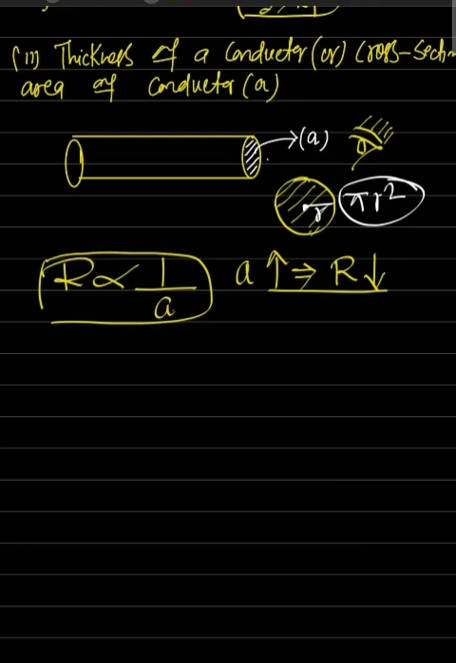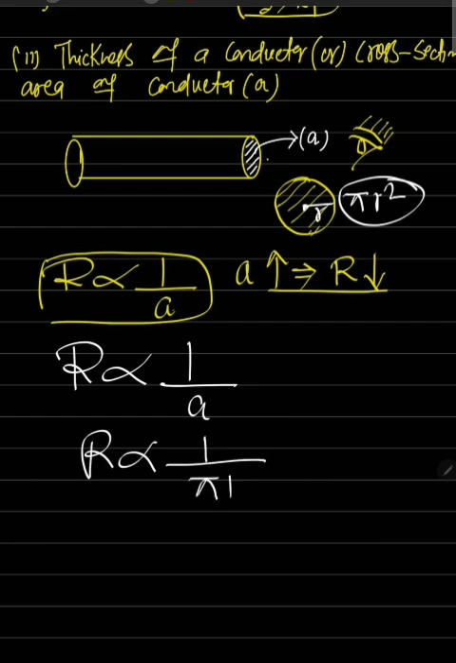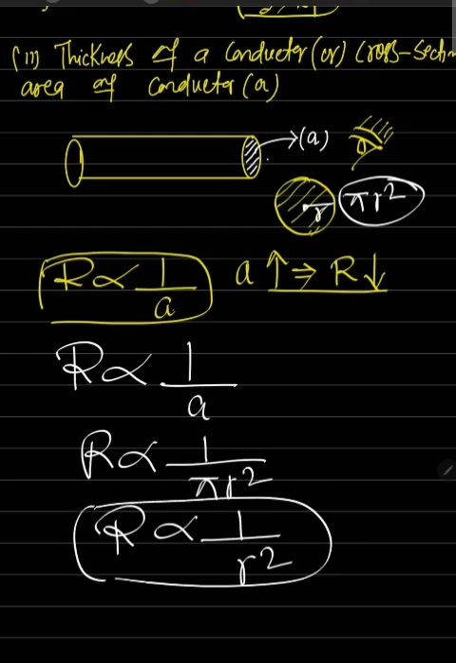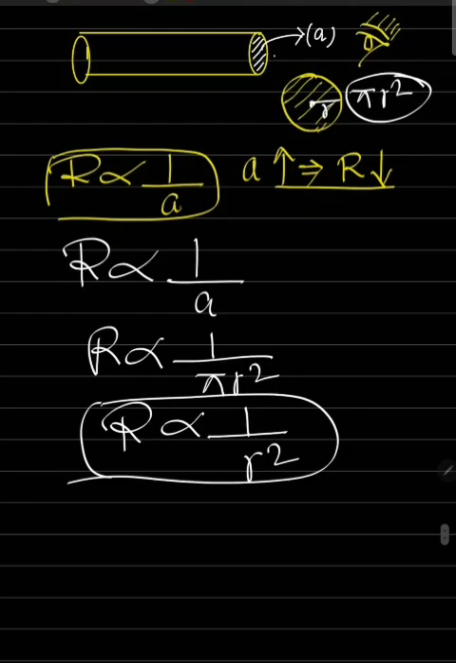So indirectly, the resistance of a wire is inversely proportional to the square of the radius of the wire. Here we can write that R is inversely proportional to A, or R is inversely proportional to pi r square. This pi is constant, so we can also say R is inversely proportional to r square. So whenever we increase the radius, the resistance is going to decrease.